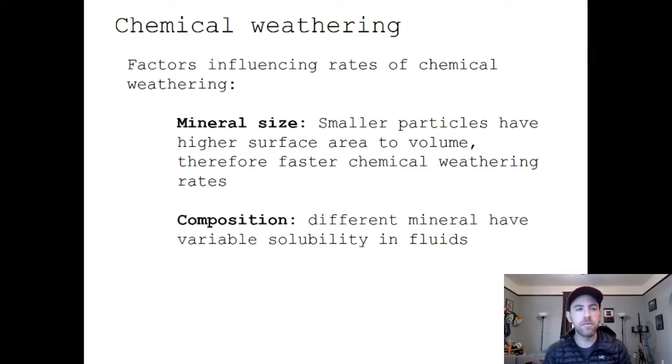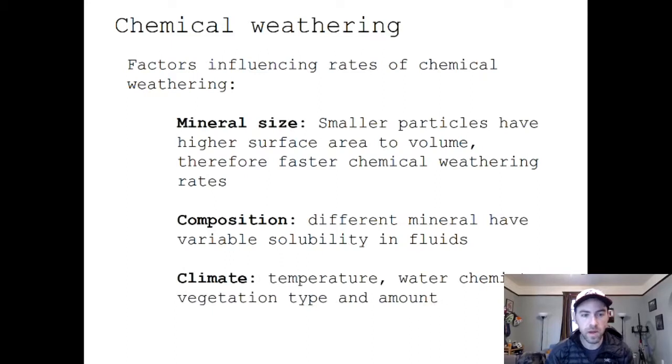Composition matters a lot for chemical weathering as well. So different minerals have different solubility in different types of fluids. So it's not just one mineral is more soluble than the other. It depends on what the fluid is actually composed of. And then climate. So the climate can influence the temperature of the water, right? And temperature matters for a lot of chemical reactions. It can influence the water chemistry. Different climate regions have different types of water chemistry of the rainwater and of the groundwater and surface water.